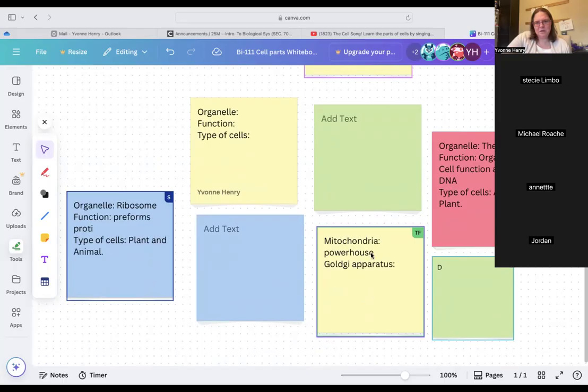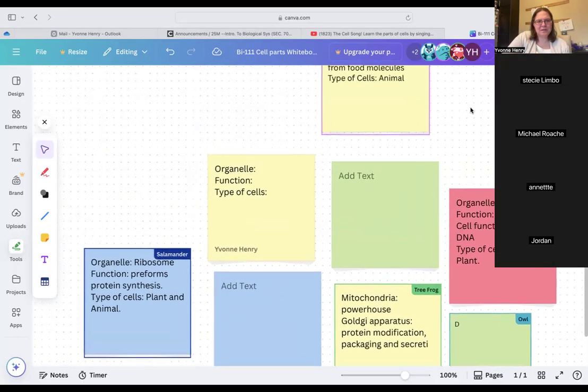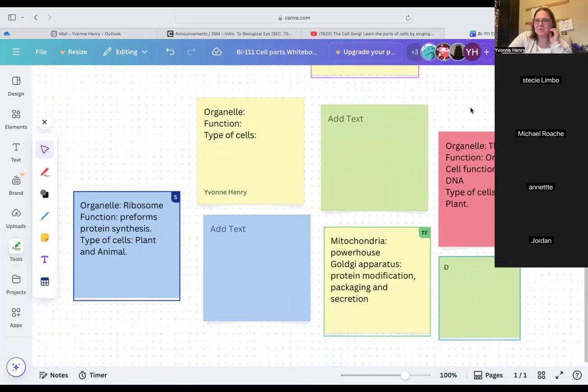Whoever is the tree frog, just pick one organelle, and you're going to tell me what the function of that organelle is, and you're going to tell me what types of cells have it: plants, animals, or bacteria. Okay, good. So we have Golgi apparatus, ribosomes, mitochondria, and nucleus. And where's everybody else? I'm not here. Okay.